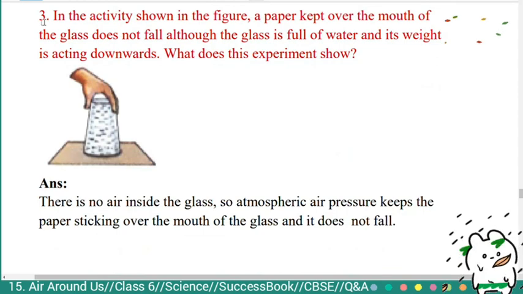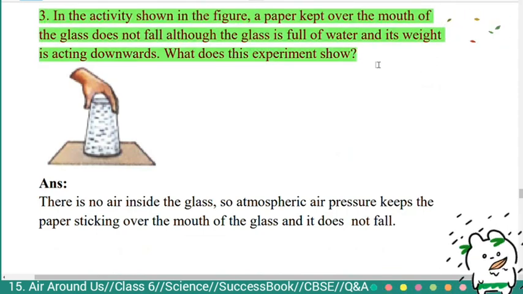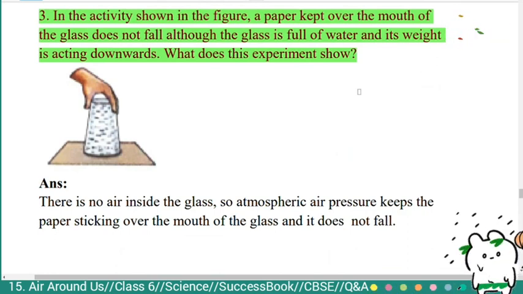Third question, in the activity shown in the figure, a paper kept over the mouth of the glass does not fall although the glass is full of water and its weight is acting downwards. What does this experiment show? Answer, there is no air inside the glass. So, atmospheric air pressure keeps the paper sticking over the mouth of the glass and it does not fall.